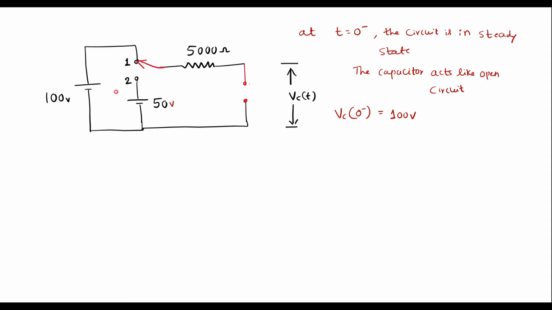This 100 volt is nothing but voltage across these two terminals, that is Vc of 0 minus, which is equal to 100 volt. But we know that Vc of 0 minus is the same as Vc of 0 plus, that is, voltage across the capacitor immediately after the switching operation will be the same as before the switching operation. Therefore Vc of 0 plus is nothing but 100 volts.